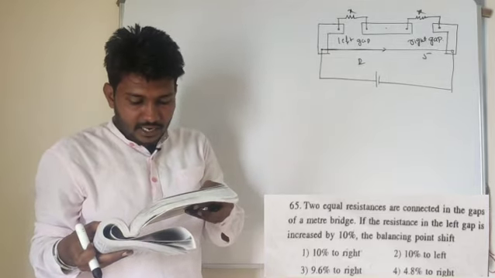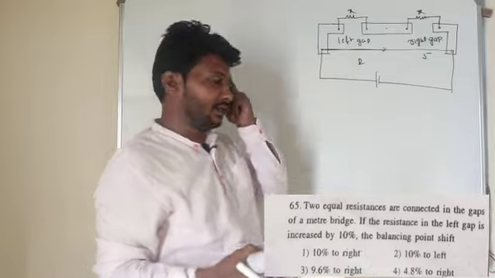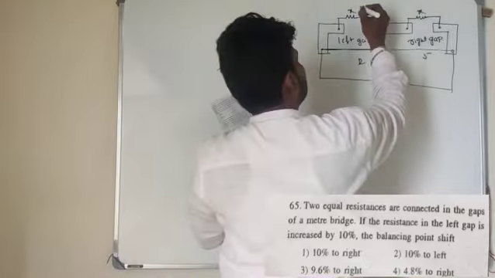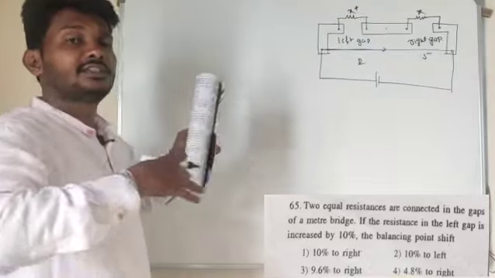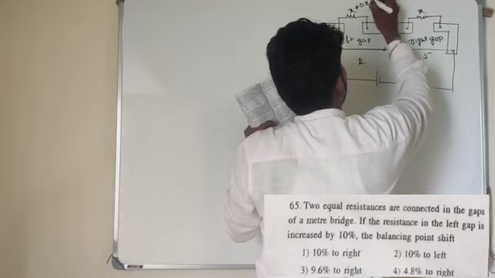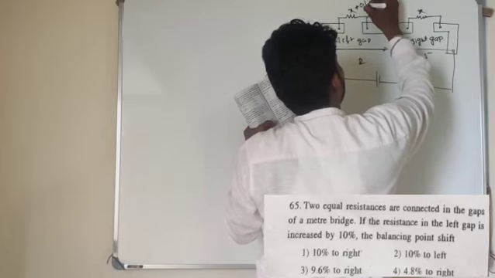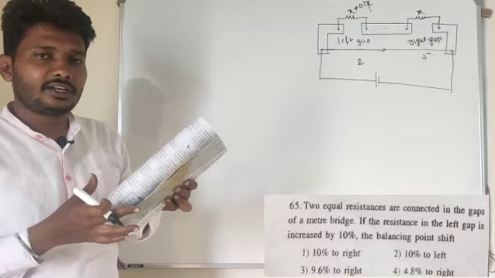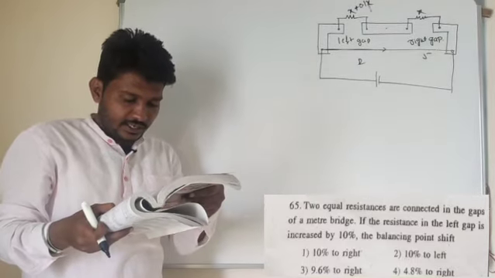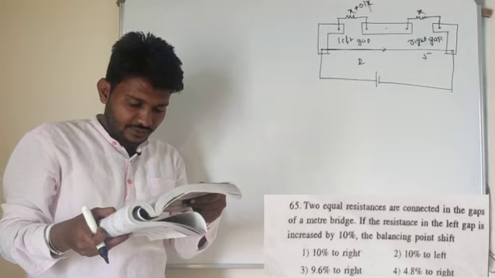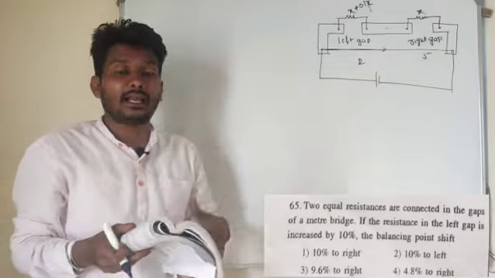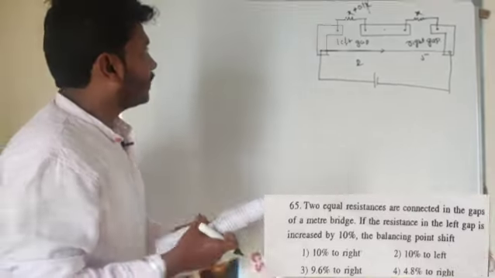If the resistance in the left gap is increased by 10%, here in the left gap I will increase the resistance by 10%. Initially X amount of resistance is there, 10% I am increasing, so 10 by 100, that is 0.1 X I can take here. In terms of percentage, I can take that 0.1 X resistance I will increase here. Then the balancing point will shift. So I have to find out how much length that balancing point will shift.